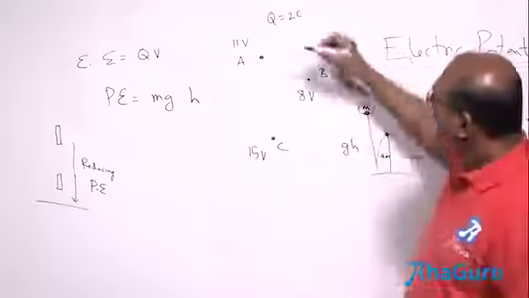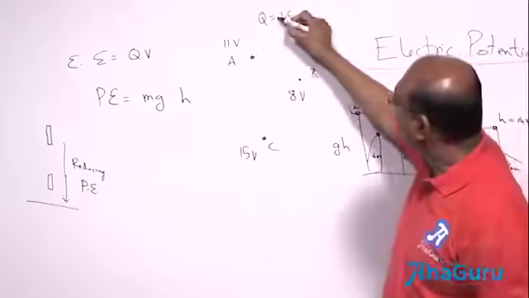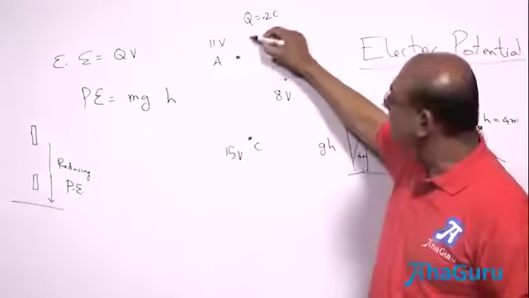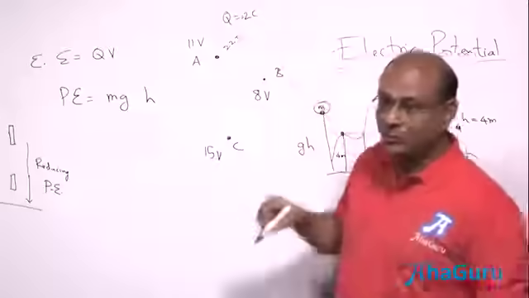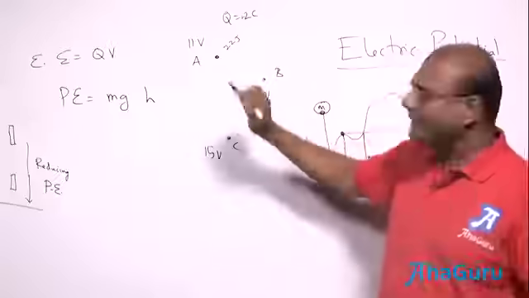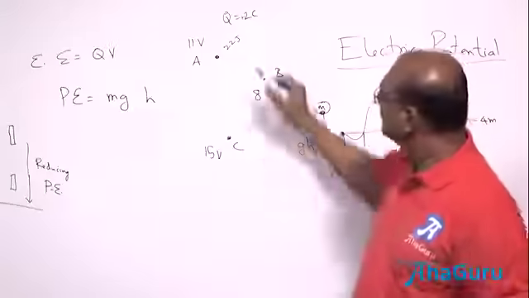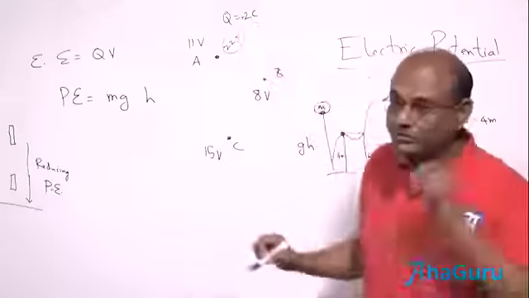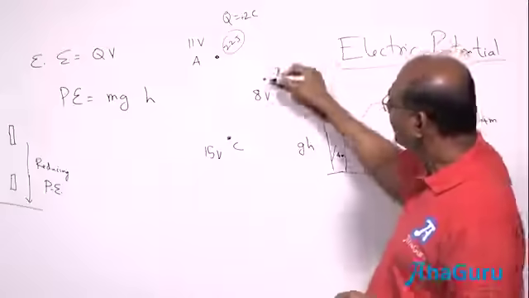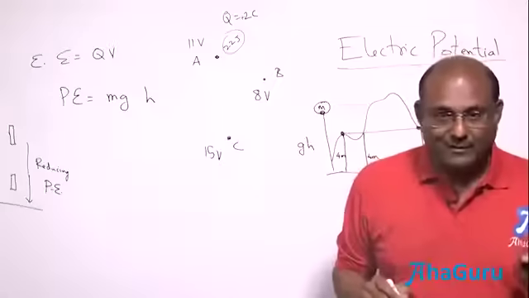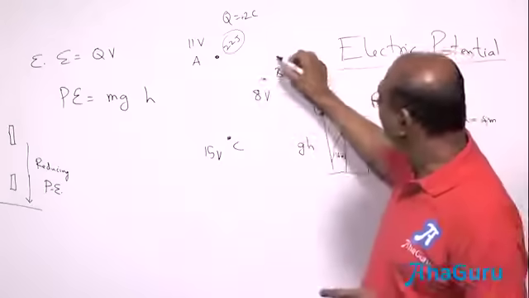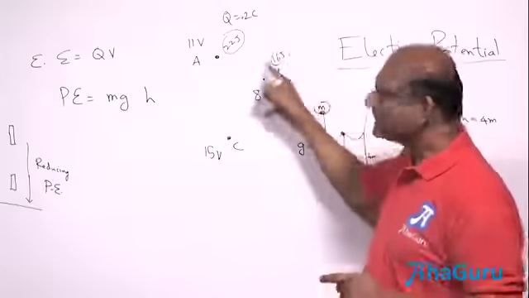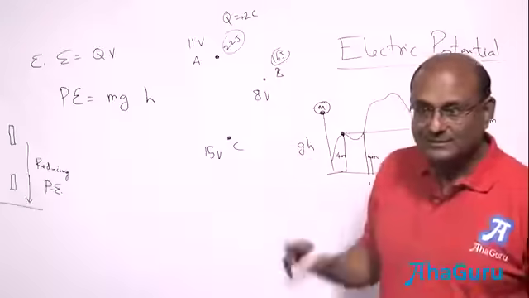Now you see, if I keep the 2 coulomb positive charge here, its energy is 22 joules. If I keep 3 coulomb charge, it will become 33 joules. But right now I want to take the positive charge. So how much energy does it have? 22 joules. If I take that positive charge and keep it here, how much energy will it have? 16 joules, because 2 times 8, 16 joules. Which is less? 16 is less.